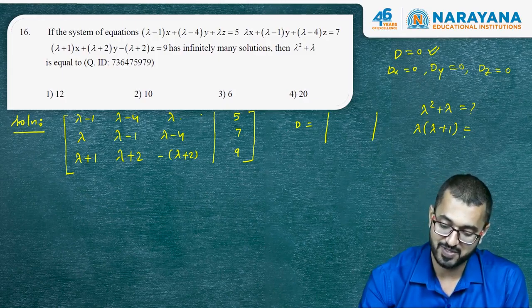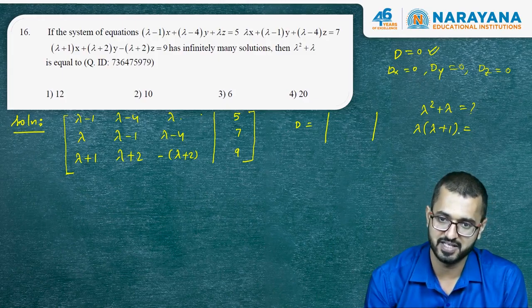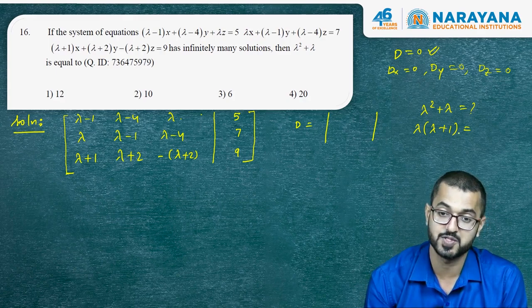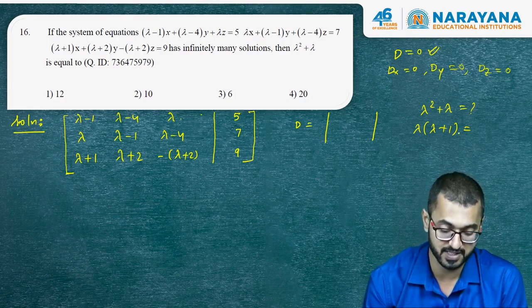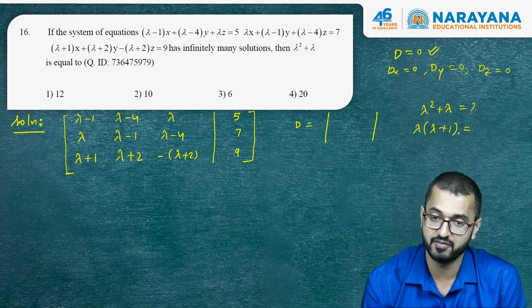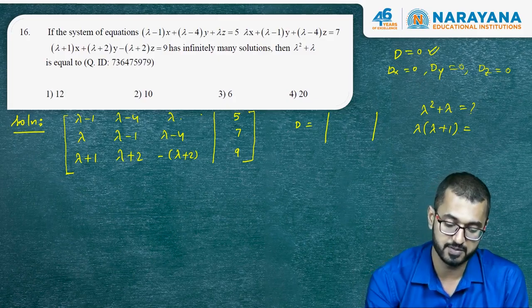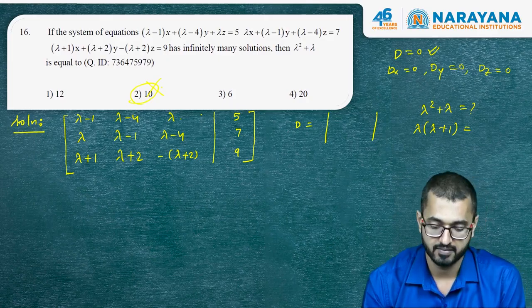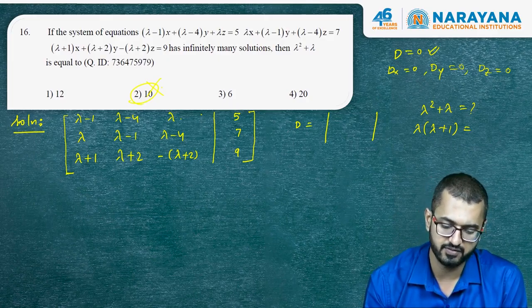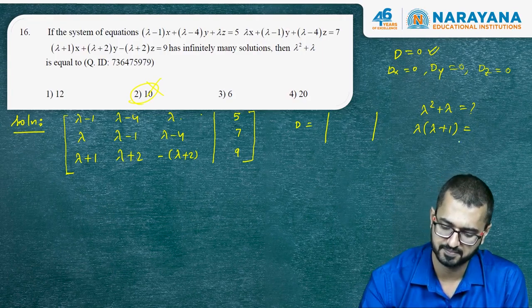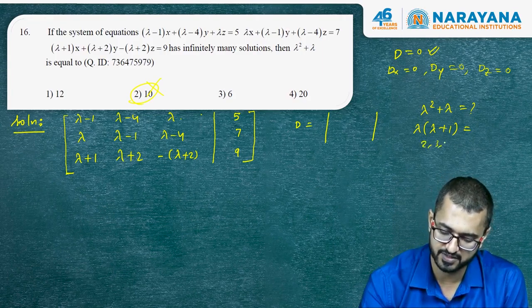So lambda into lambda plus 1, that means all the options given must be written as the product of two consecutive numbers. If you see 12, then 12 can be written as 3 and 4, so yes, the possibility is there. 10 we cannot write down, so leave it. 10 cannot be the answer anyway. 6 is 2 into 3, 20 is 4 into 5. So if you watch carefully, we have got 2, 3, 4, 5 as our suspicious objects. Lambda can be at most 2, 3, 4, 5.